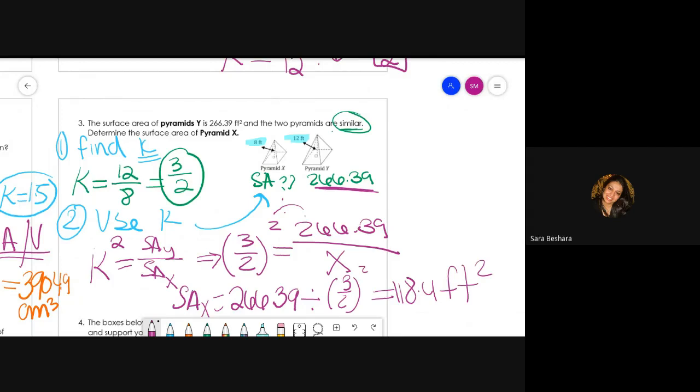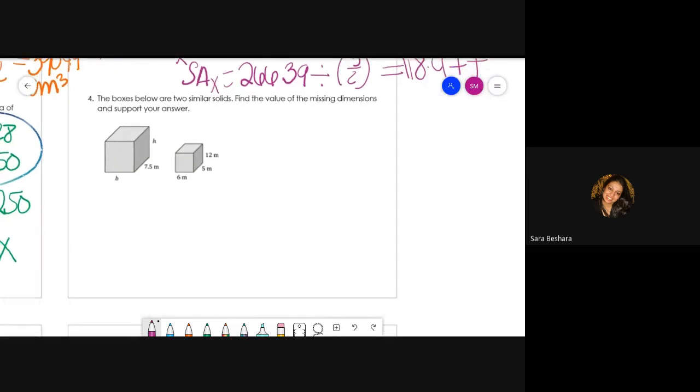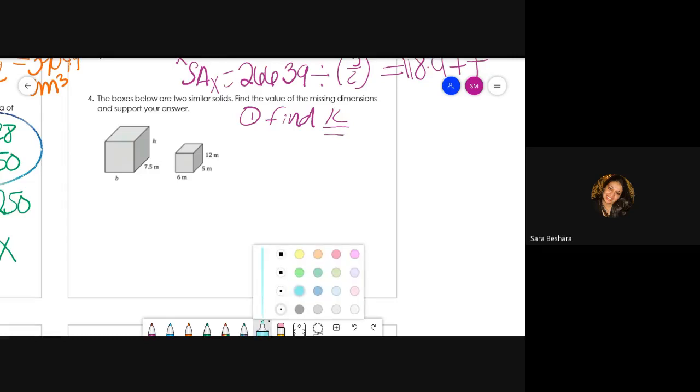All right. Next question. The boxes below are two similar solids. Find the value of the missing dimension and support your answer. So they're similar. Find the scale factor. You cannot find any missing dimension without finding the scale factor. So find k. How do I find k? I know this is different from what we've been working on. Here's the height. I'm going to color code each one. Here's W, and here's L.